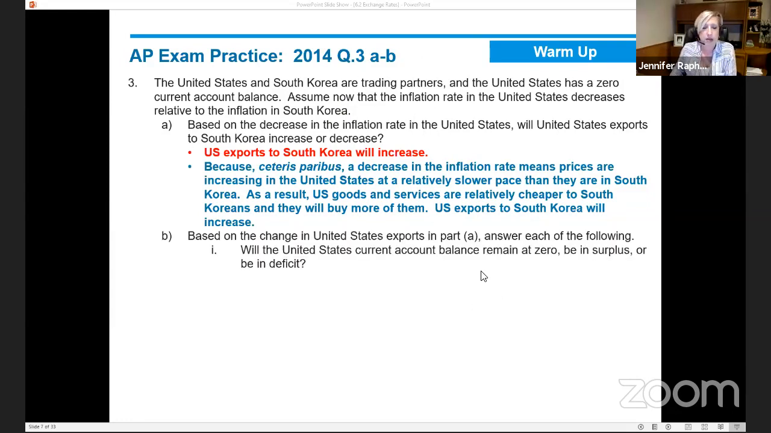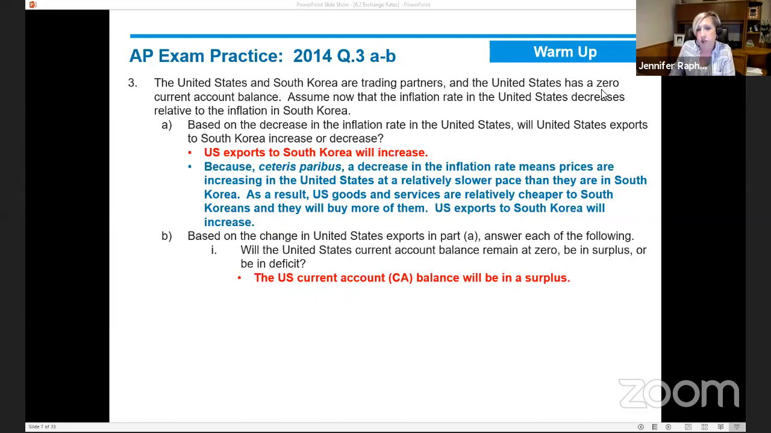All right, part B says, based on the change in US exports in part A, answer each of the following. The first part of the question asks, will the US current account balance remain at zero, be in surplus, or be in deficit? So back up in the problem, it said the US had a zero current account balance. So if US exports increase, what happens to the current account balance? Well, you learned last night that exports are treated as credits to the current account. So that's going to move the current account balance into a surplus.